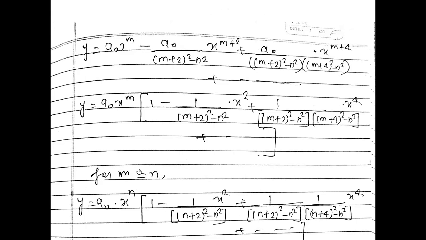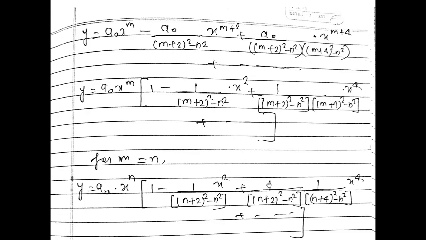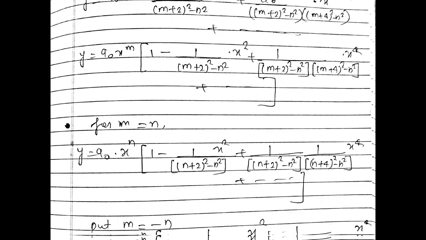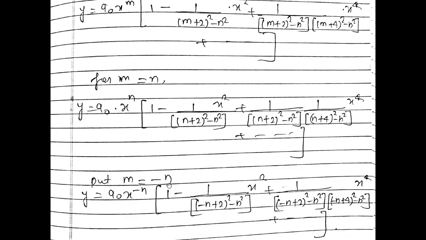Now we have two conditions, m is equal to n and m is equal to minus n. So when you put m is equal to n here, you will get this equation. You can simplify this equation more, and when you put m is equal to minus n, then you will get this equation. So both of the equations are the basis solutions of the function.